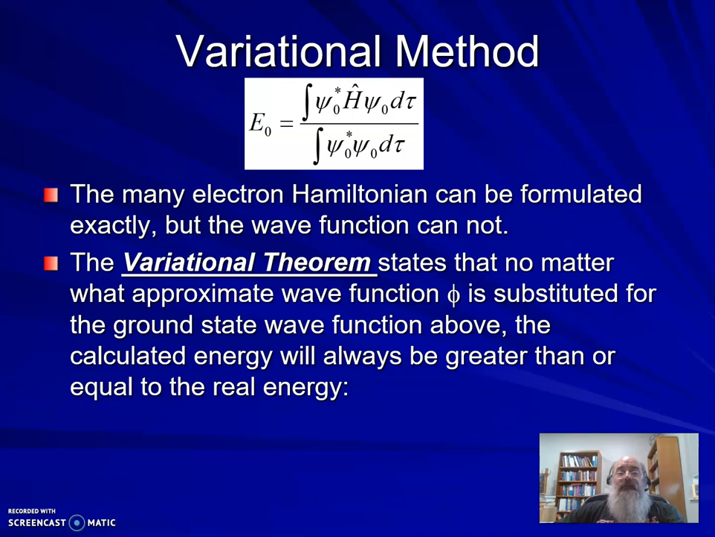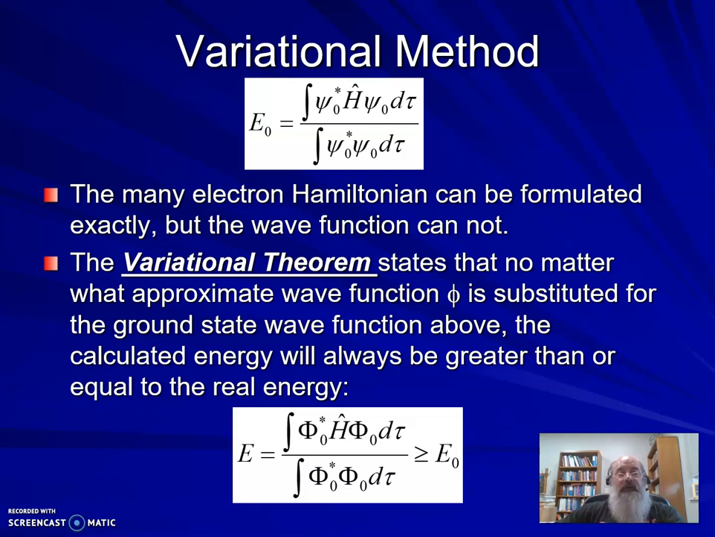The variational theorem states that no matter what approximate value we use for the wave function, the calculated energy will always be greater than or equal to the real energy. And this is stating that mathematically here. What that means is if we make a guess as to what the zetas are, the effective nuclear charges are, and that charge is wrong, we're going to get a wrong energy. But we're going to get too large of a wrong energy.